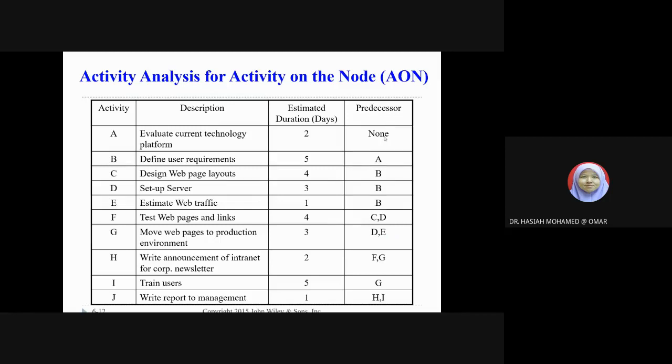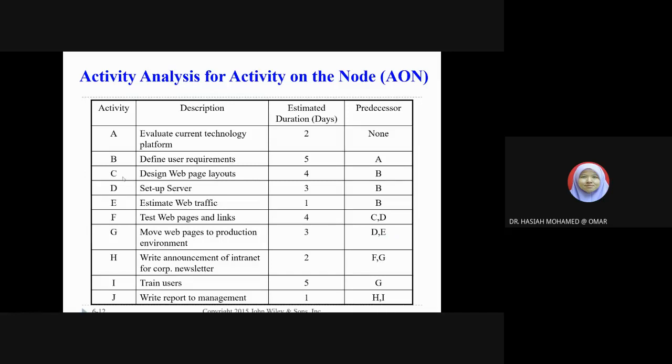predecessor, we don't have a previous task that we need to do before we can start with task A. Activity A. So for activity B, it can start after activity A. So if the question asks you how many days it takes to complete activity A and B, it should be 5 plus 2, 7 days.